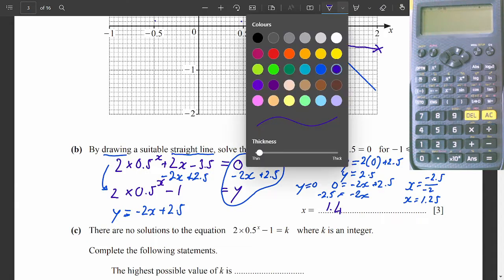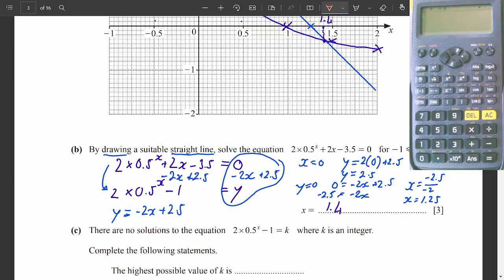On the mark scheme, they allow you anything from 1.3 to 1.4. So I got mine correct. Okay, very good. So look carefully. You get a mark for recognizing the equation. You get a mark for drawing a straight line correctly, and then for reading out the correct value.